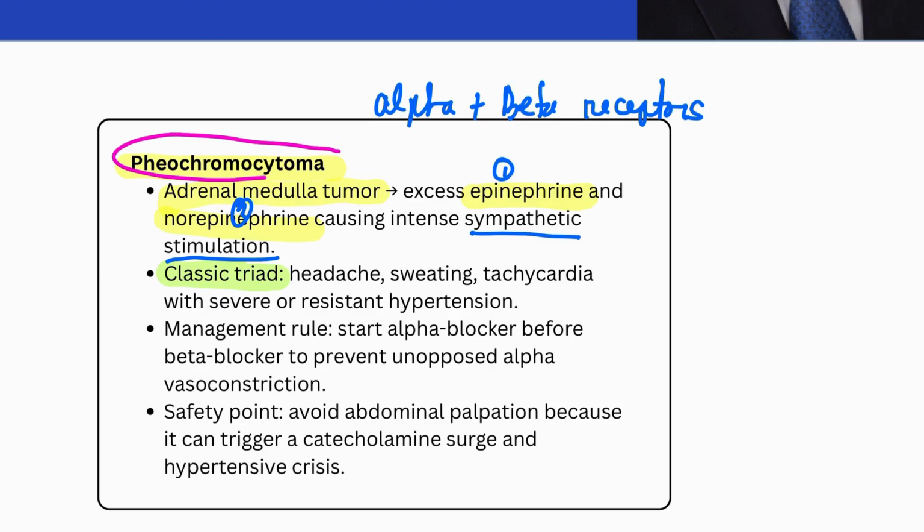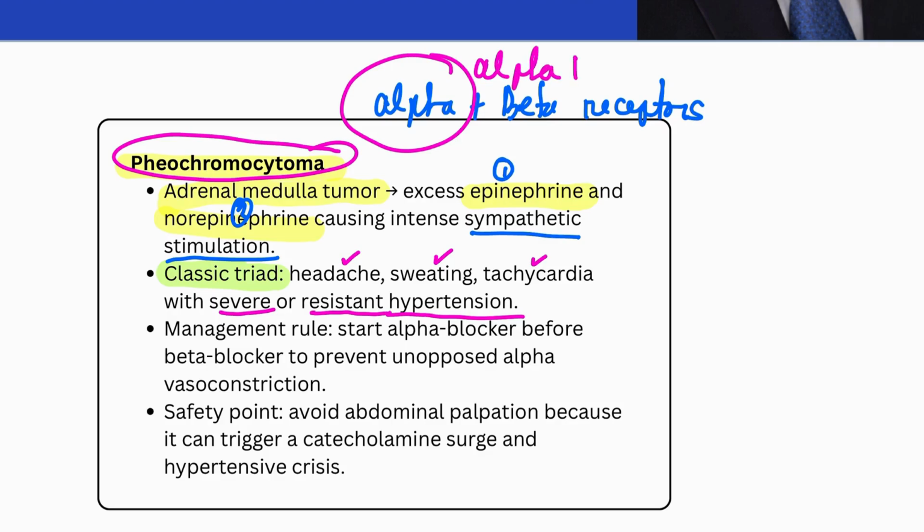pheochromocytoma. Okay, and the classic triad includes headache, sweating, and tachycardia. Together with that, the patient develops severe and persistent hypertension. It's really severe, it's really high, and it's persistent hypertension. It's usually due to the vasoconstricting effect, specifically on the alpha-1 receptors.